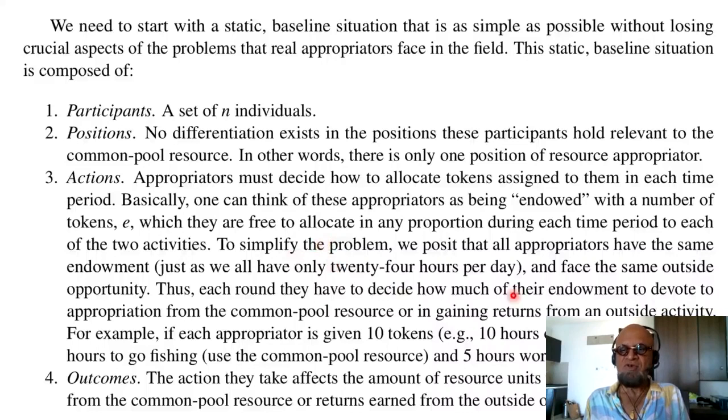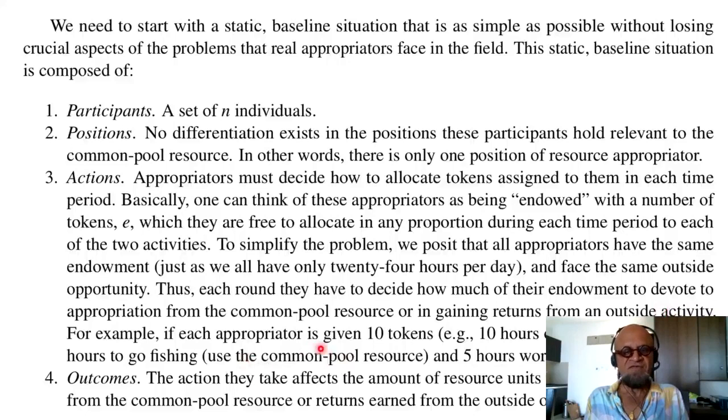To simplify the problem, we posit that all appropriators have the same endowment, just as we all have only 24 hours per day, and face the same outside opportunity. Thus, each round they have to decide how much of their endowment to devote to appropriation from the common pool resource or in gaining returns from an outside activity. So you are doing something, gleaning something from the common pool resource, and in your other time out of 24 hours you are doing something else, which is presumably bringing you income in this context.